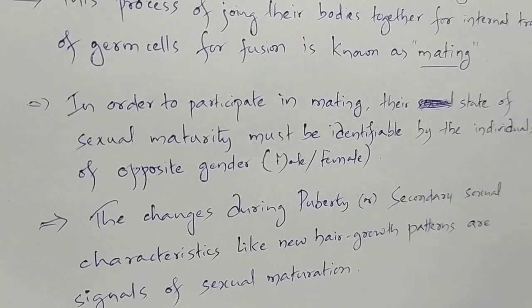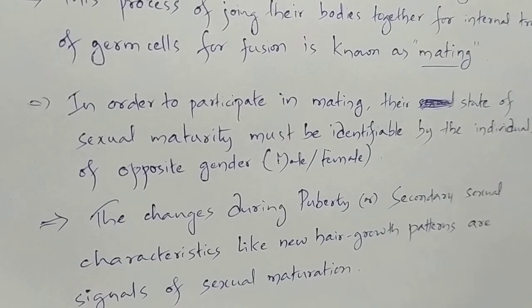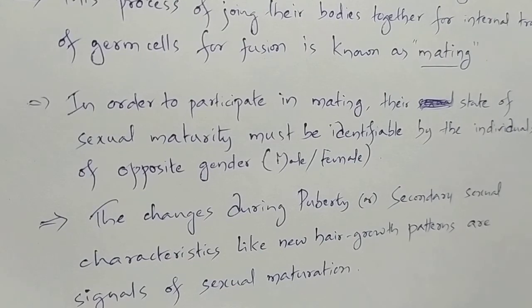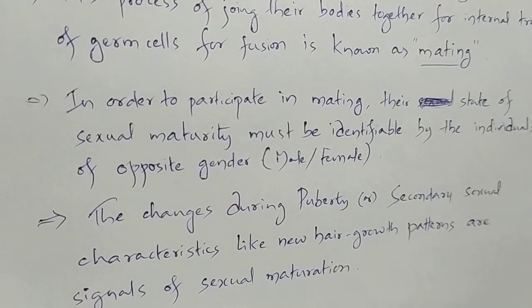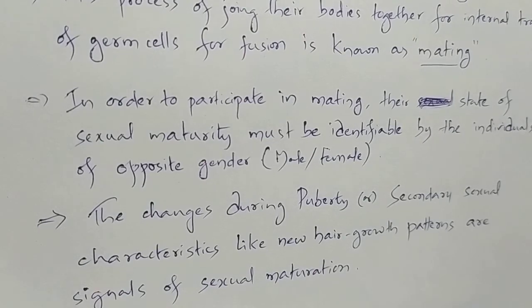That means referring male or female animal, it can take place only after the identification of that animal by observing its state of sexual maturity. So, in order to participate in mating, their state of sexual maturity must be identifiable by the individuals of opposite gender. Right? The changes during puberty, that means during the time of puberty and adolescence, both.